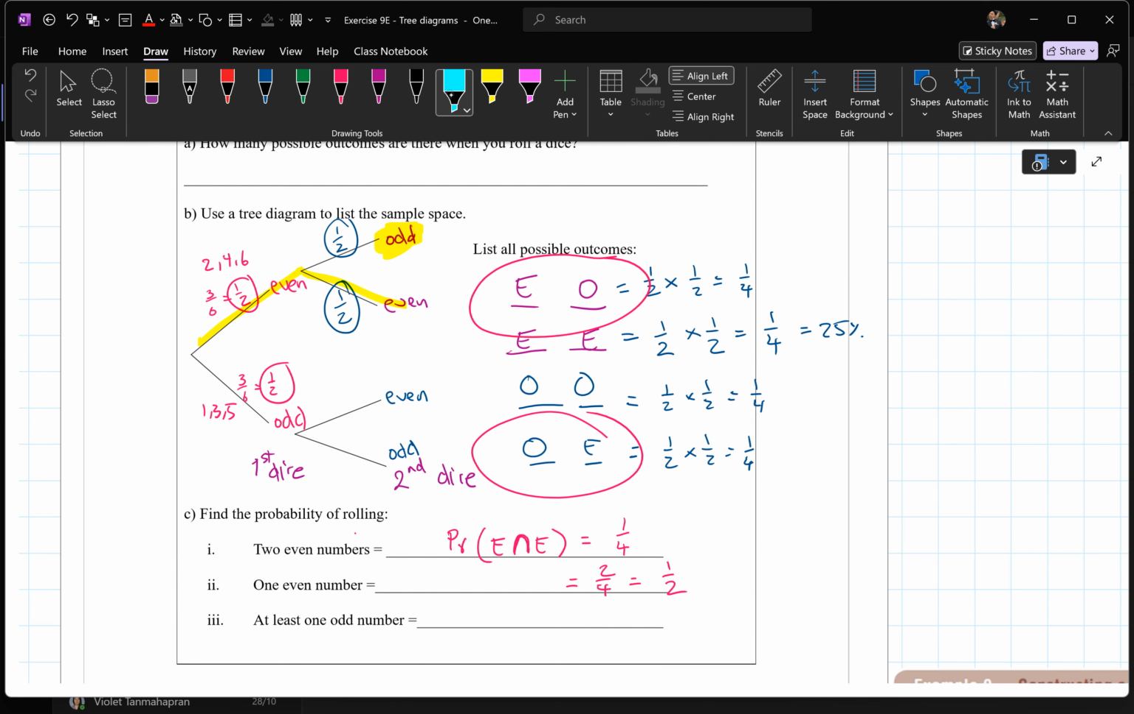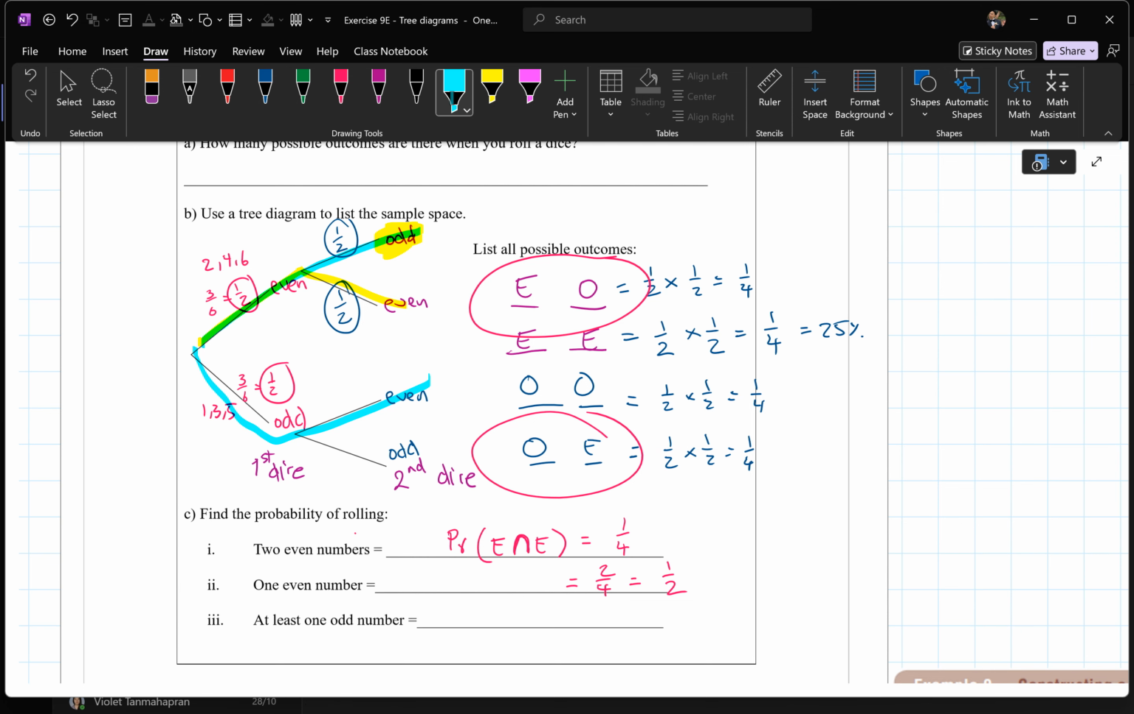You're actually calculating even then odd, that's one branch. Work out the percentage for that, which is a quarter. Then you add it on with odd and even. Those are the 2 branches you're adding. So half times a half gives you the other quarter. And together, when you add these 2 together, that's how you get 1/2.